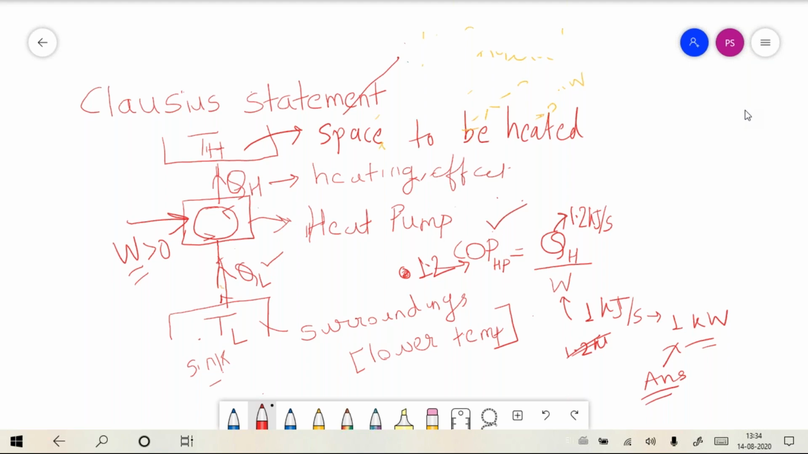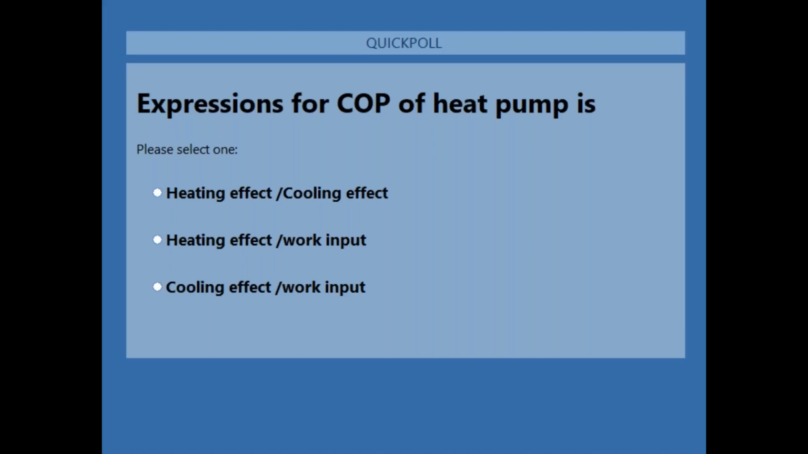So be very clear that when you are talking about coefficient of performance of the heat pump, it is the ratio of the heating effect to the power consumed. Now this is a bit tricky question which I am going to put to you. But before that, let me ask you a very simple question, and then I will ask you a tricky question. So just a simple question first, and hopefully everybody should get this right.